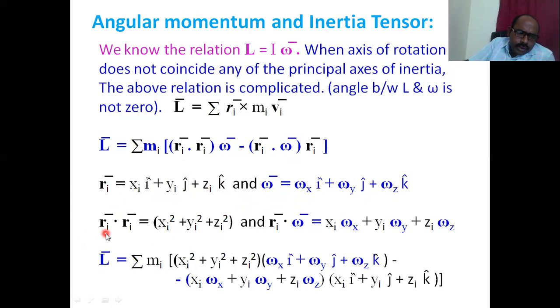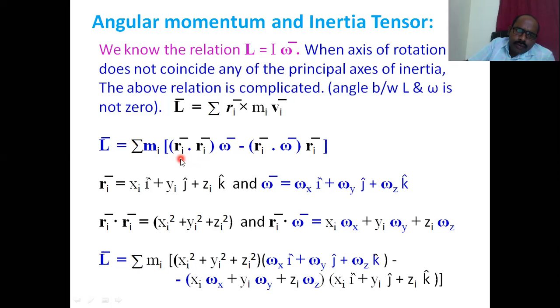Now, in the above equation, there is a dot product of ri bar and ri bar. So it is simply r square, or ri square. So ri square is equal to xi square plus yi square plus zi square. Similarly, ri bar dot omega bar is equal to xi omega x plus yi omega y plus zi omega z, we are getting.